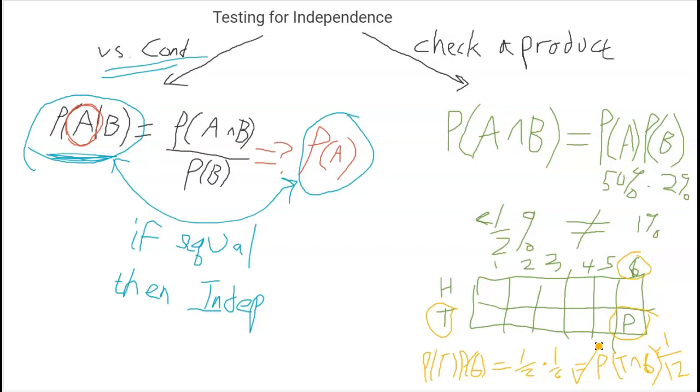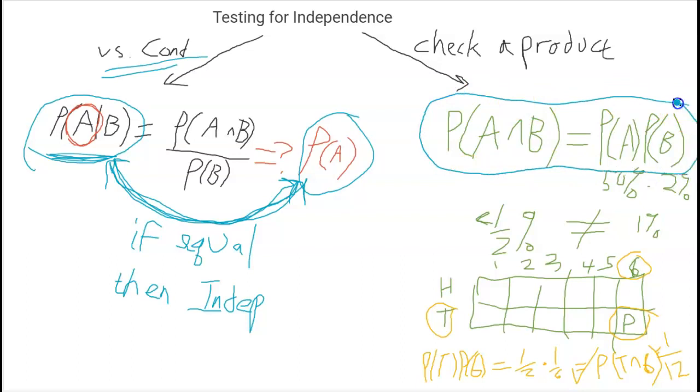Now, this is all theory-ish. We've got two equations to check. To review, we want to check whether the conditional probability and the regular probability are the same, or we want to check whether the product of the two separate probabilities is equal to the probability of the intersection. Well, which one do you do? And the answer there is kind of simple. You do the one that you can because they're going to give you limited information in the problem.